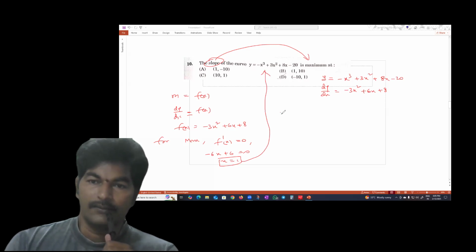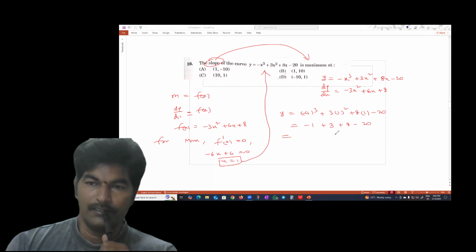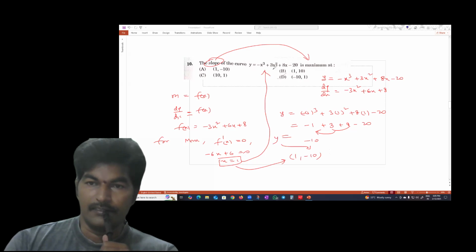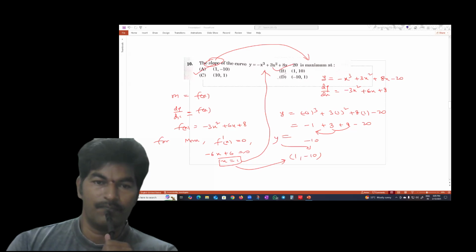So y is equal to minus 1 cube plus 3 into 1 square plus 8 into 1 minus 20. Of course, it is minus 1 plus 3 plus 8 minus 20. 3 plus 8 is 11, 11 minus 1 is 10, 10 minus 20 is minus 10. So the y value is minus 10 and the x value is 1. So the answer is the point (1, minus 10). Option A is correct. Understood?